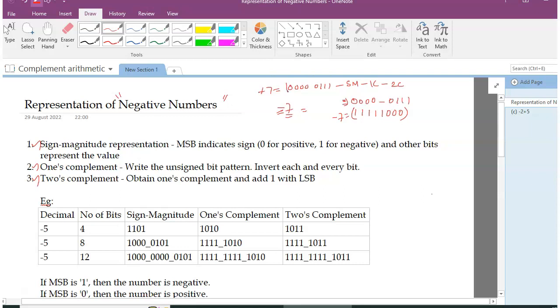And you can see the MSB. If the MSB is 0, then it is a positive number. If the MSB is 1, then it is a negative number. If it is a negative number, then only we have to check whether it is represented in sign magnitude or ones complement or twos complement. If the MSB is 0, no need to check that. Why? Because in all 3 representations, the bit pattern will be the same.